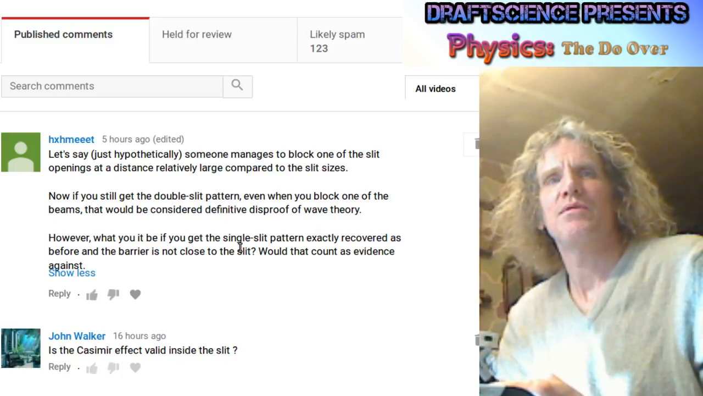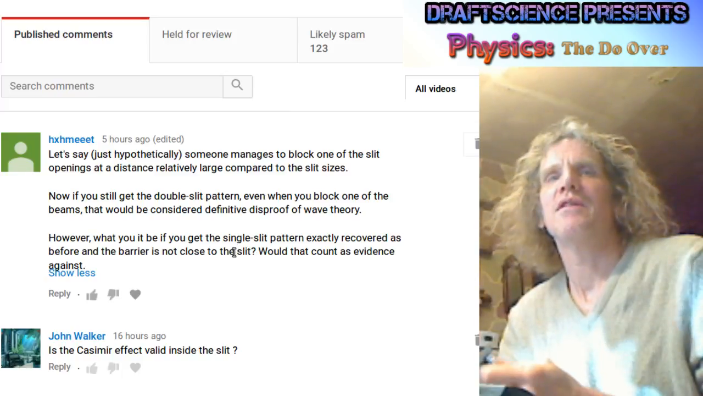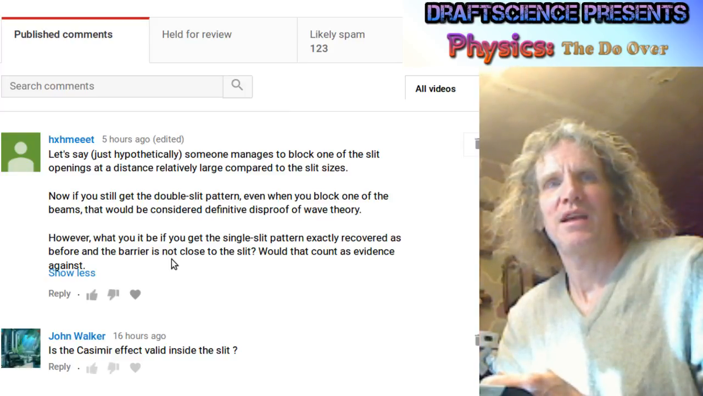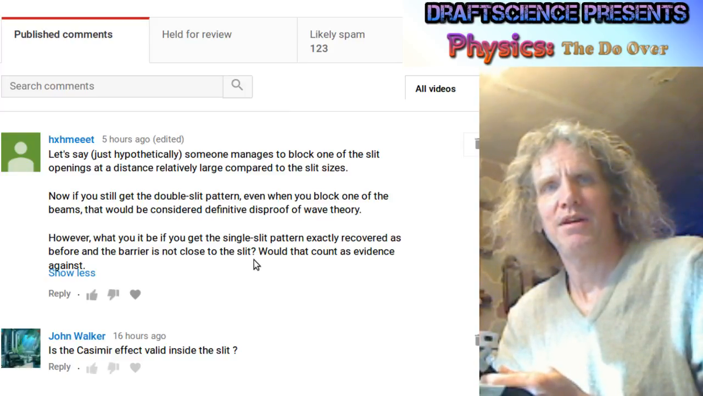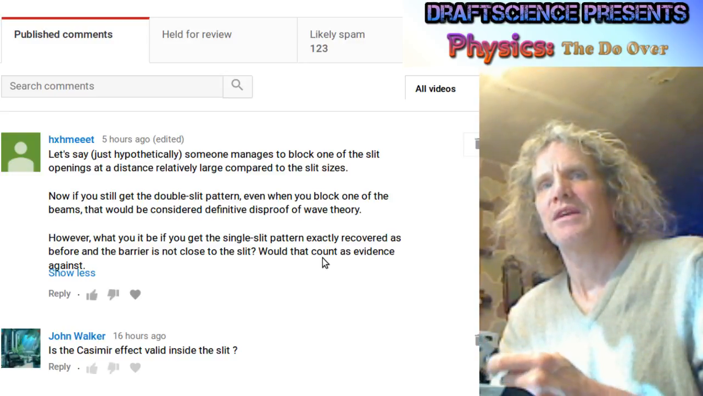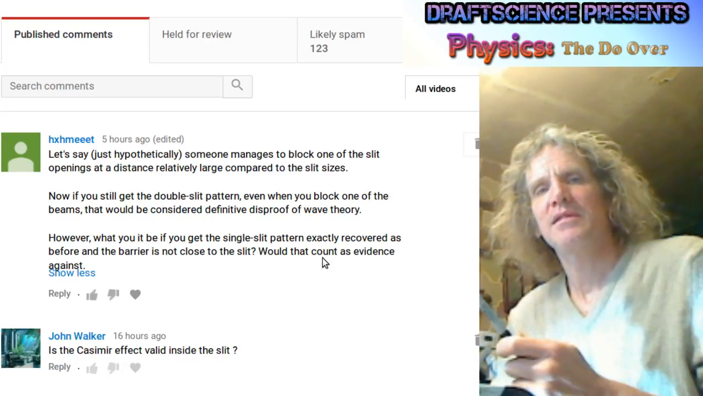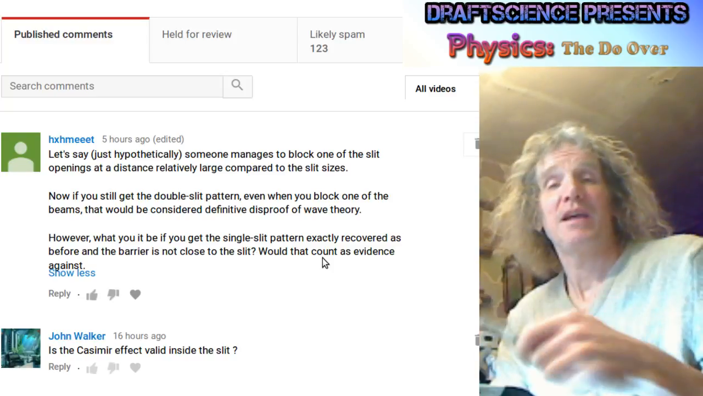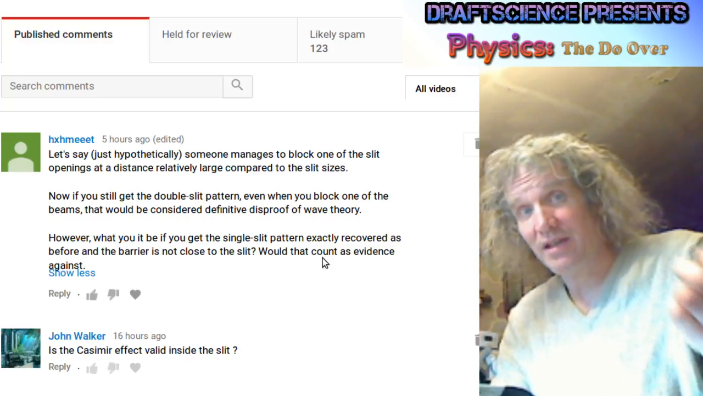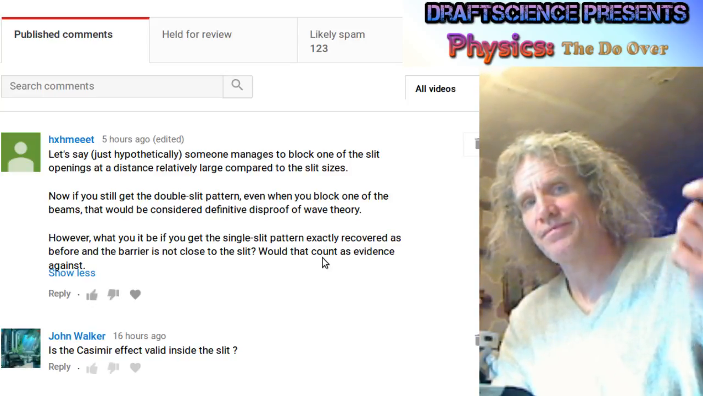However, what if you get the single slit pattern exactly recovered as before, and the barrier is not close to the slit. If you get this single slit pattern, you're saying, and I don't know what an "as before" is, so it's pretty tricky to make a single slit next to a double slit and not call it the double slit. So I'm just saying the charge potentials are still going to be the same.